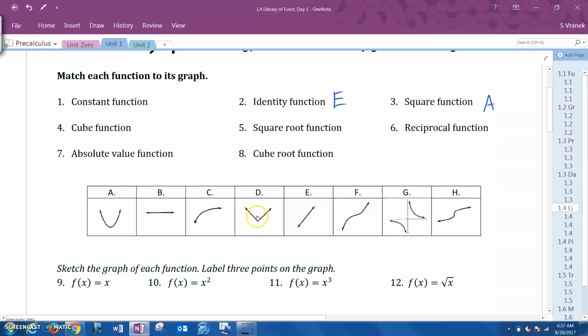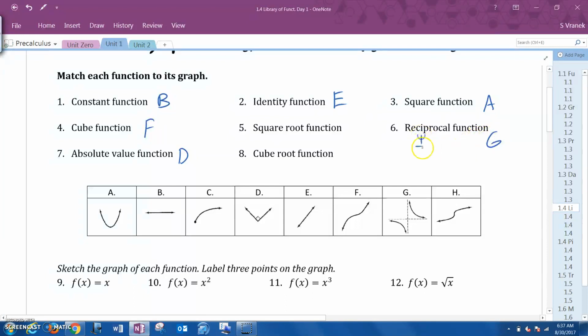Absolute value is a V shape, so that'd be D. A constant function means it has 0 slope or it's a horizontal line. You always get the same thing out, so that'd be B. A cube function is x cubed, and hopefully you know that that looks like F. The reciprocal function is the one that is like 1 over x. So that would be G.